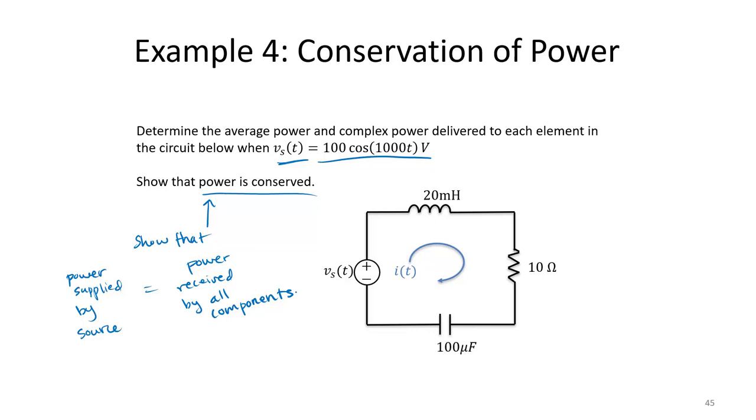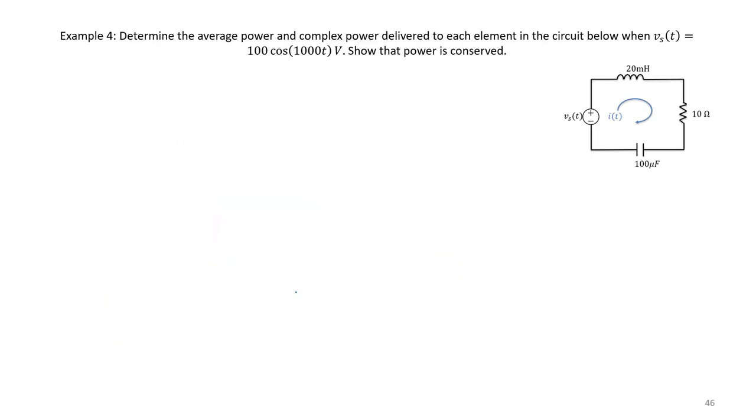So let's go ahead and give this question a try. Let's first talk strategy. How should we approach this question? How can we find average power P and complex power S equals P plus JQ for each component?